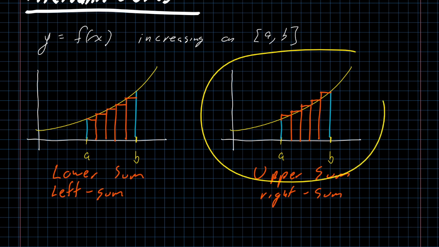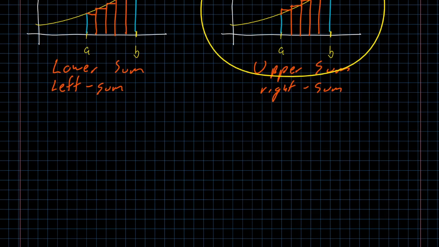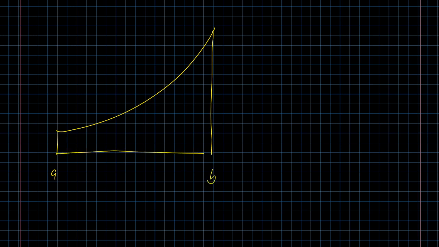I'm going to focus on the upper sum in this video, because that will make the arithmetic a little bit easier. And in order to do this, I'm going to draw the same figure, but really zoomed in and exaggeratedly. Right. So we again got some curve going on. We've got A, we've got B, and we divided up into a couple of regions.